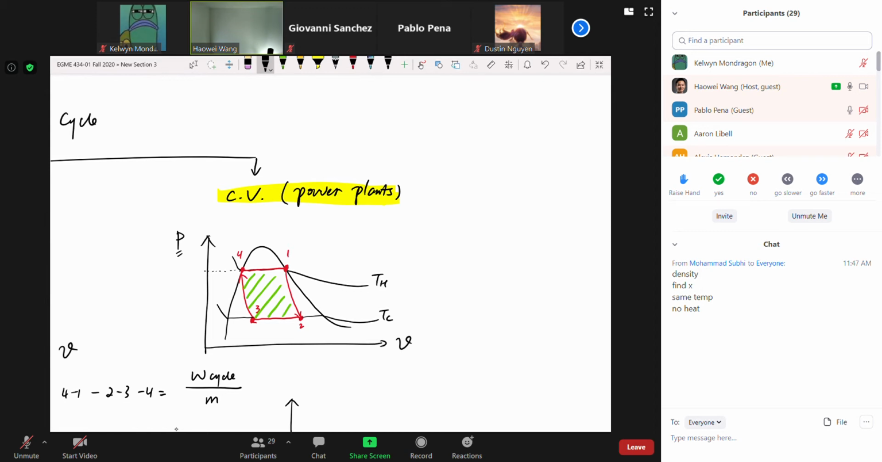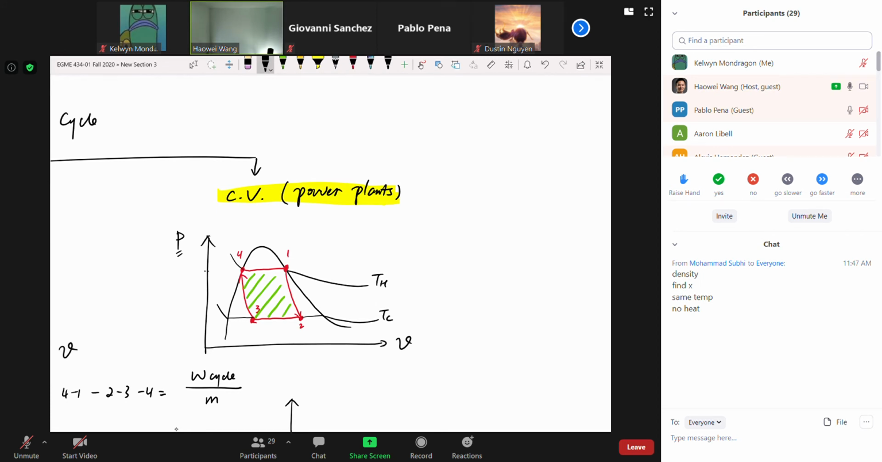4 to 1 is the boiler. Inside a boiler, the pressure is always constant. 2 to 3 is the condenser, and inside the condenser, the pressure is always constant as well. Very good question. What you noticed is the absolute truth, not an assumption at all. Any other questions?